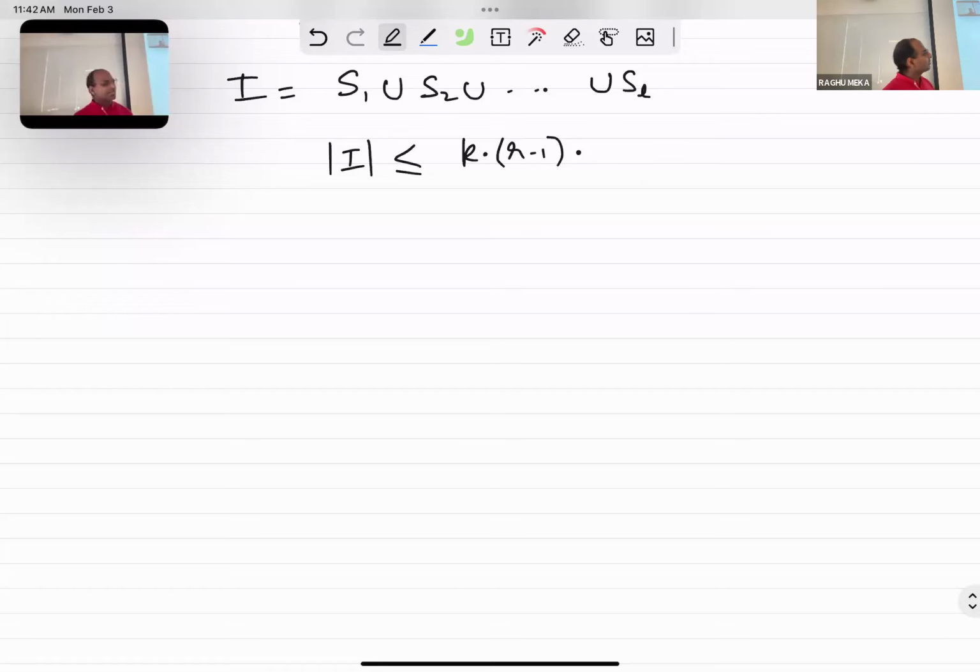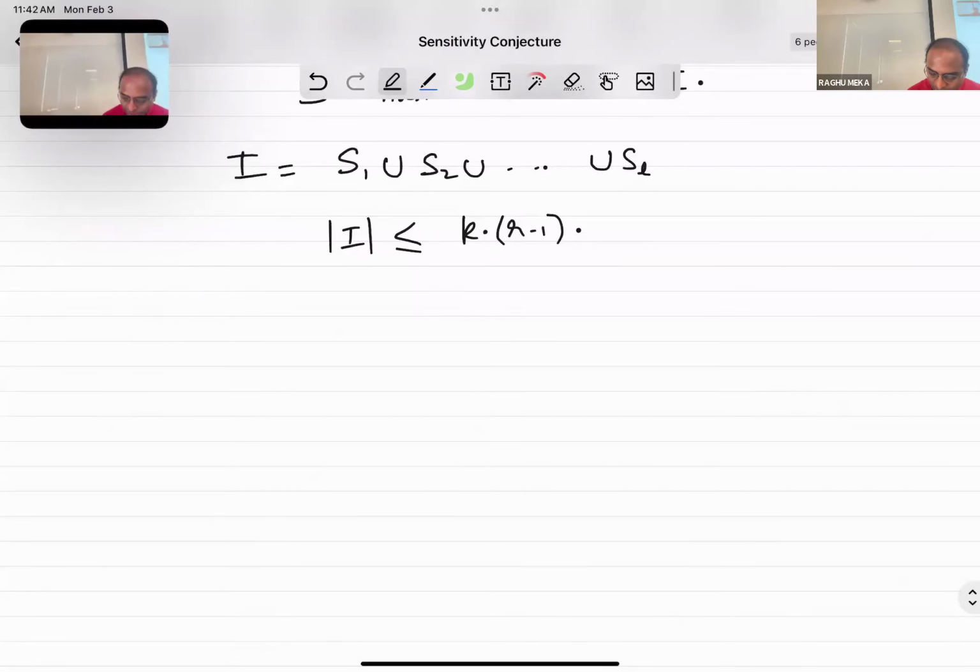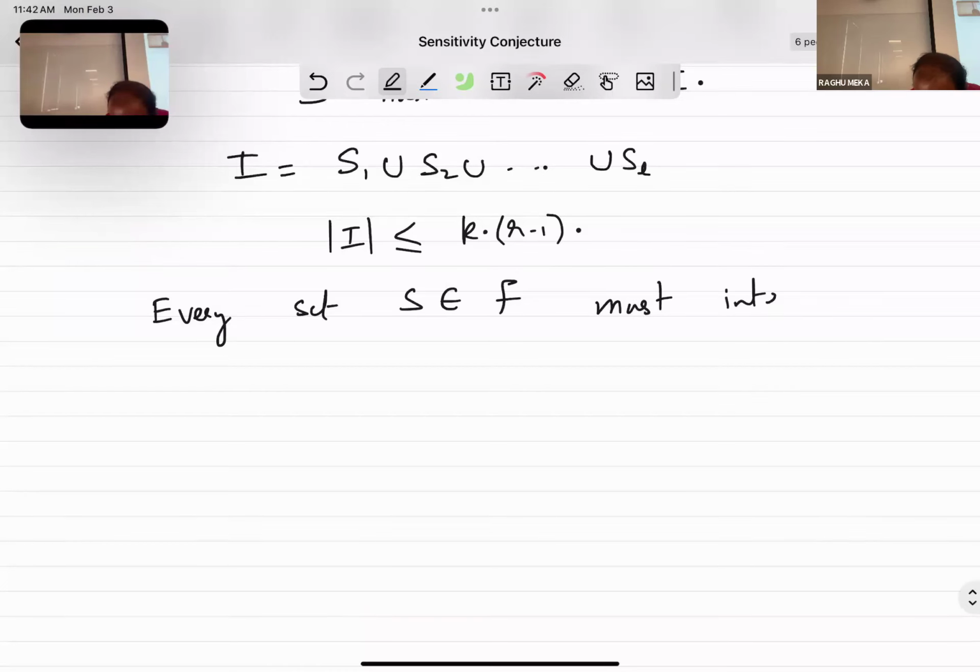All right. So we are basically almost done now, right? What we know is that every set S in F must intersect I. This is a very strong constraint. Every set must intersect this union. Everything which is not one of these things must intersect it because we couldn't grow anymore. And those things are actually in here. So every set must intersect this.